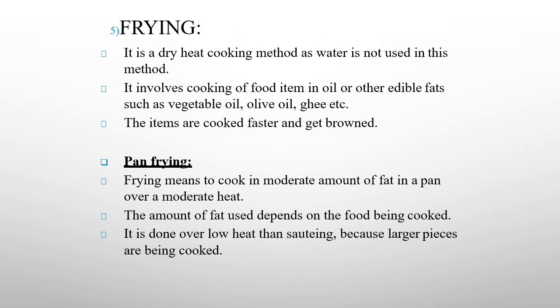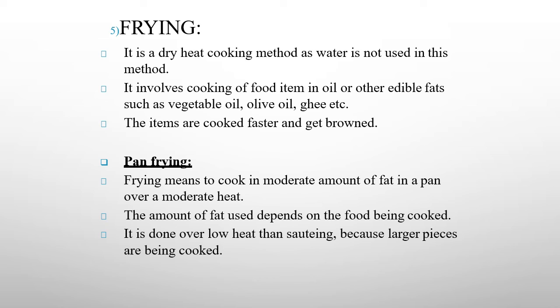And the frying method is a dry heat cooking method, as water is not used in this method. It involves cooking food items in oil or other edible fat such as vegetable oil, olive oil, and ghee. The items are cooked faster and get brown. Okay, and one of the disadvantages of frying is that most of the nutrients and vitamins are denatured by this method.